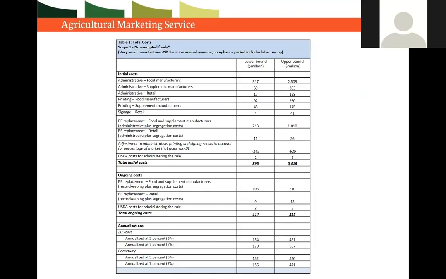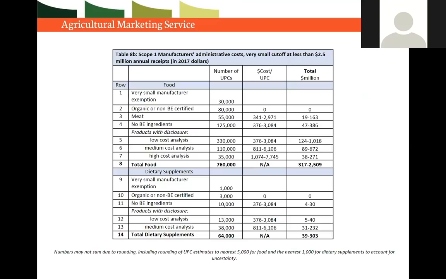Now that we've established coverage of the rule, let's take a closer look at what is driving its high costs. As outlined in Table 1, the cost estimate is composed of three elements: administrative costs, physical labeling costs, and BE replacement costs. The first set of costs, which are administrative costs, are the costs to manufacturers and retailers for analyzing the rule to figure out if they need to label any of their products.